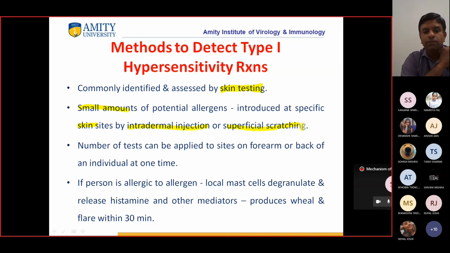So if a person is allergic to one of those 10, local mast cell degranulation will happen, and it will release histamine and other mediators, and that will produce a wheel and flare reaction within 30 minutes. So you just need to wait for 30 minutes or 1 hour, and if you are allergic, you will see redness around that particular point. Okay, so it's a very simple thing. You just need the potential allergen, inject it, wait for half an hour, and you can check if you are allergic to that particular thing or not.